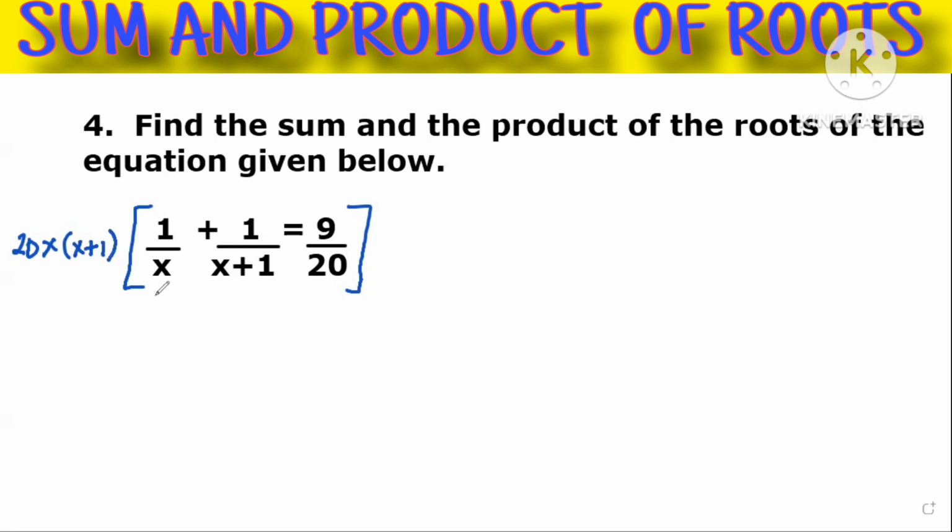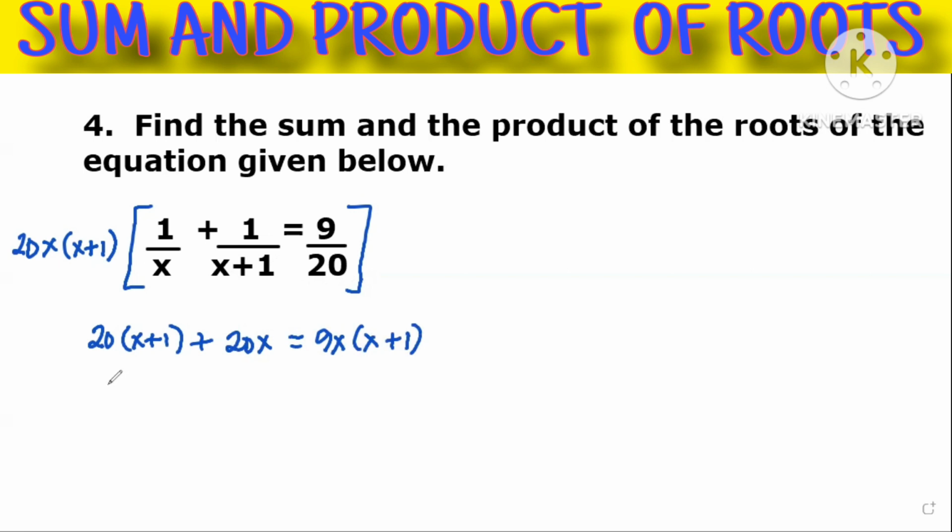So multiplying term by term, if we multiply 20x plus 1 by 1 over x, makakancel yung x. So we have 20 quantity x plus 1 plus, and if we multiply the second term by the LCD, makakancel naman yung x plus 1, so we are left with 20x. And finally, when we multiply this by 9 over 20, yung 20 naman ang makakancel. So we are left with 9x times x plus 1.